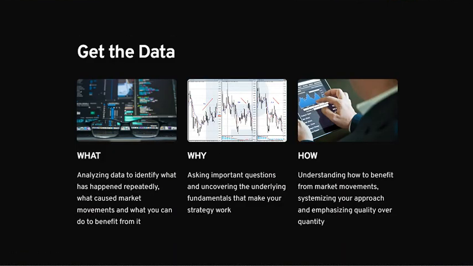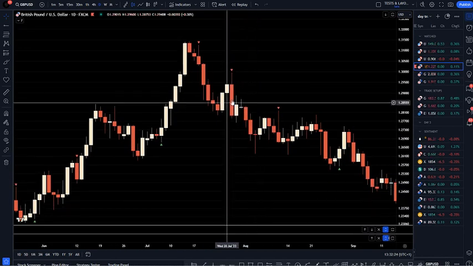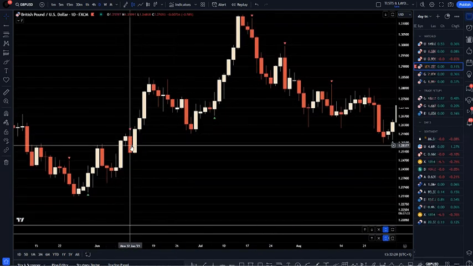And then we want to ask ourselves why, asking important questions and uncovering the underlying fundamentals that make your strategy work. So, why is this working over other examples, for example? So if we look back in the charts again, I'm simply asking myself, and you can do this with anything, why did this example work here compared to this example here?